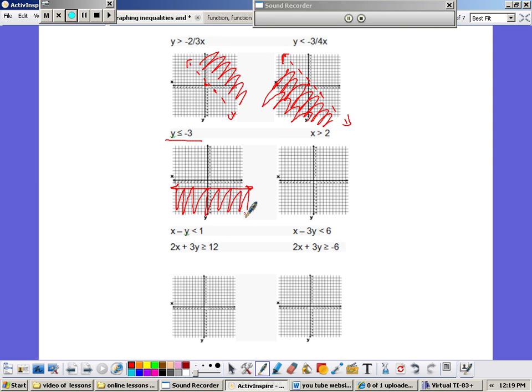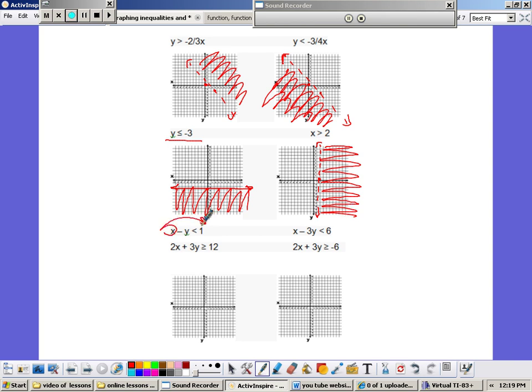This is a vertical line. It goes through 2. It's dotted because it doesn't have equal to, and x is greater, so it's colored to the right. Now, we're going to be graphing things that have more than one line, and we're going to be looking at where they overlap. So that's what we're going to be doing next.